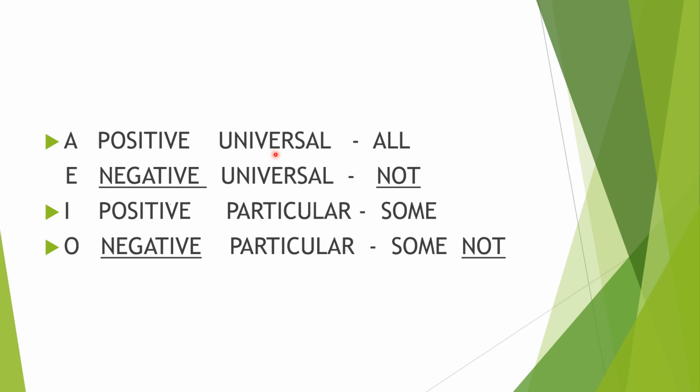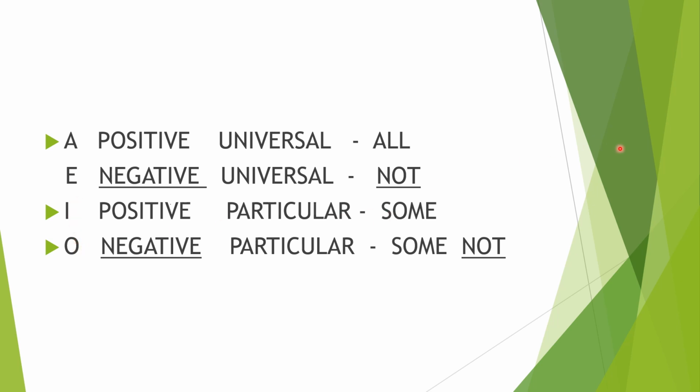Next is the sentence that starts with no. It is negative. When you see no or not, that sentence is always in negative form. So it is negative and universal. And a sentence that starts with some is positive and it is considered as particular. A sentence that is some not is negative and particular. So you must understand that A and E are universal and I and O are particular. A is positive, E is negative, I is positive and O is negative.